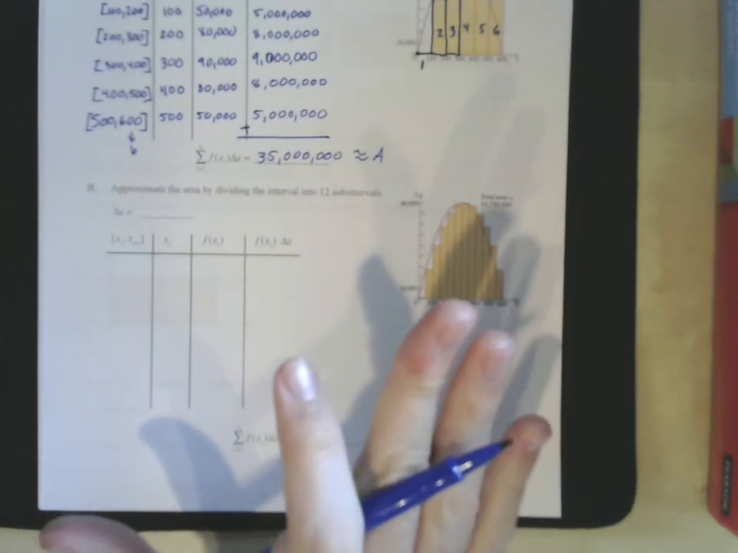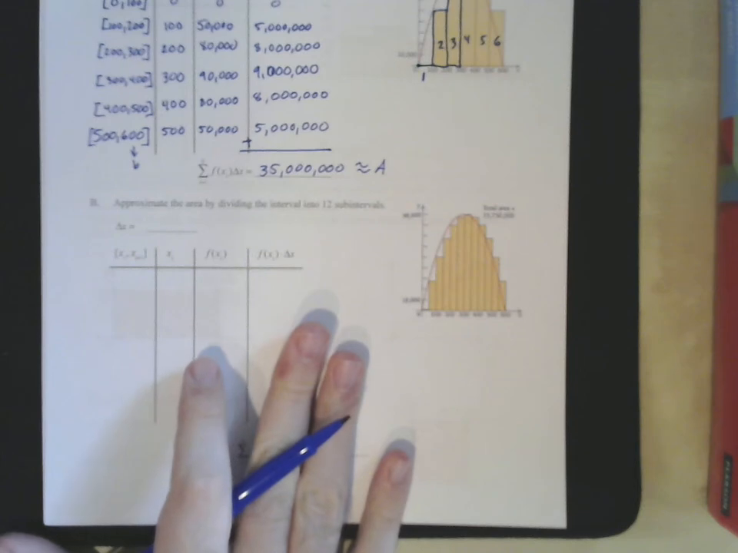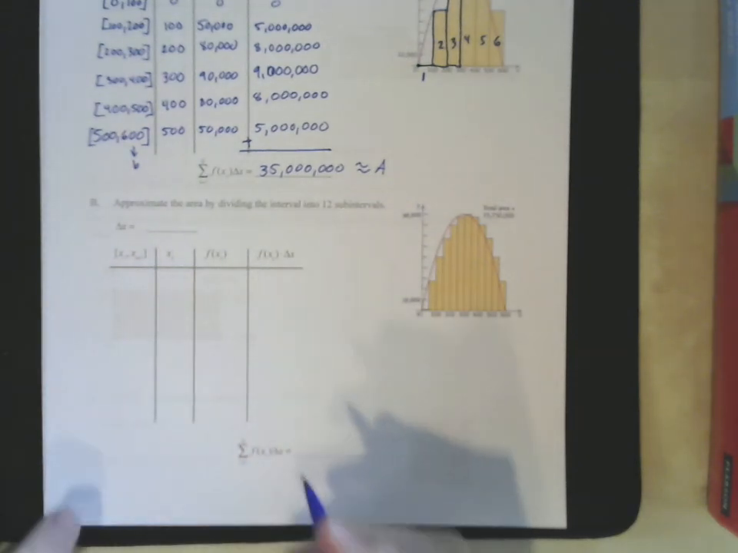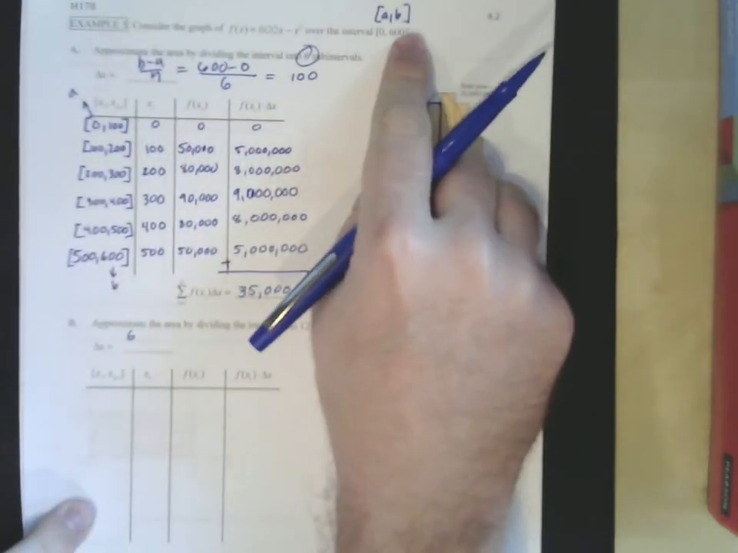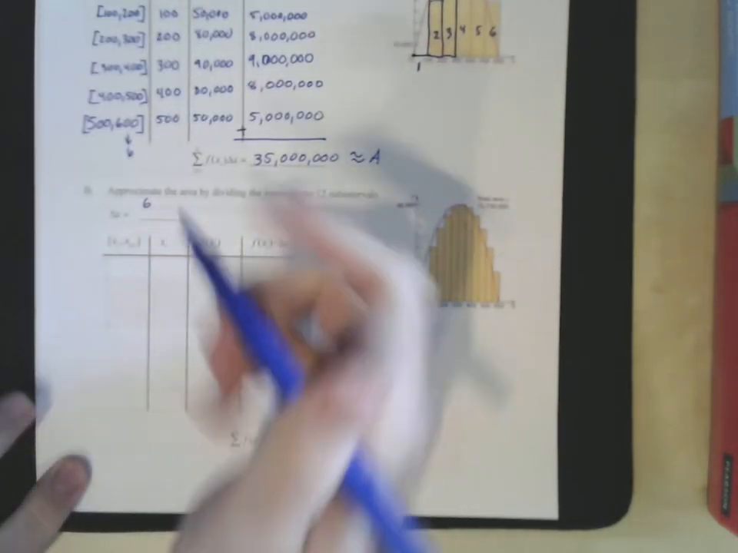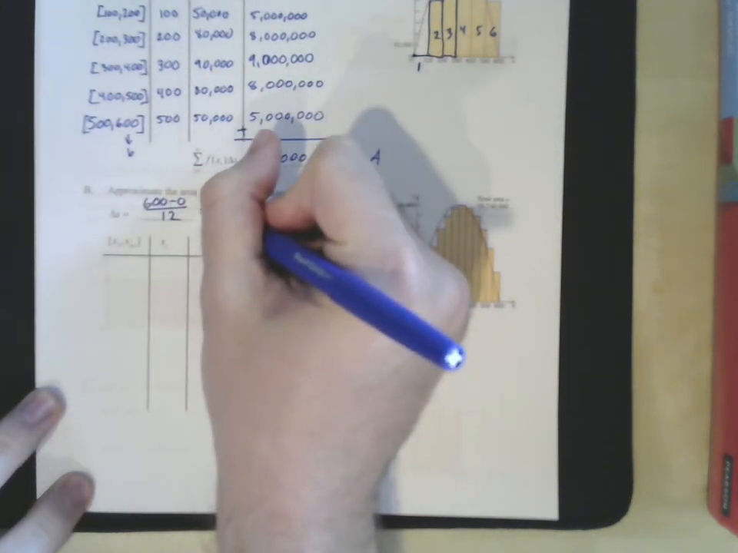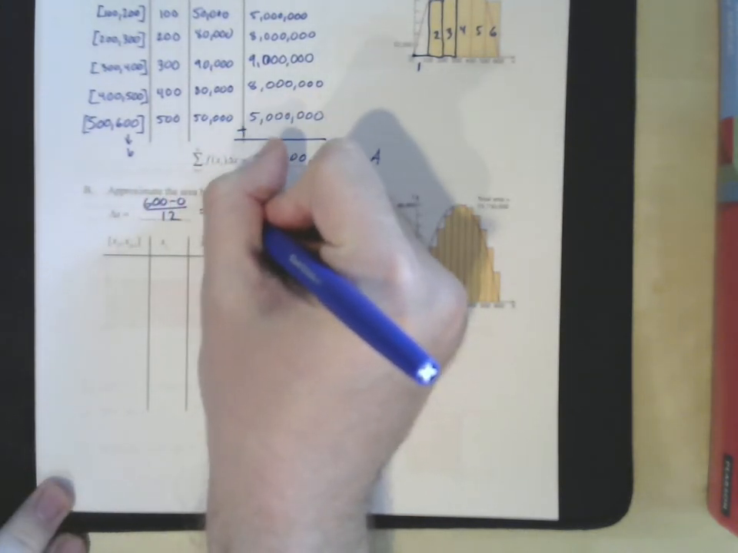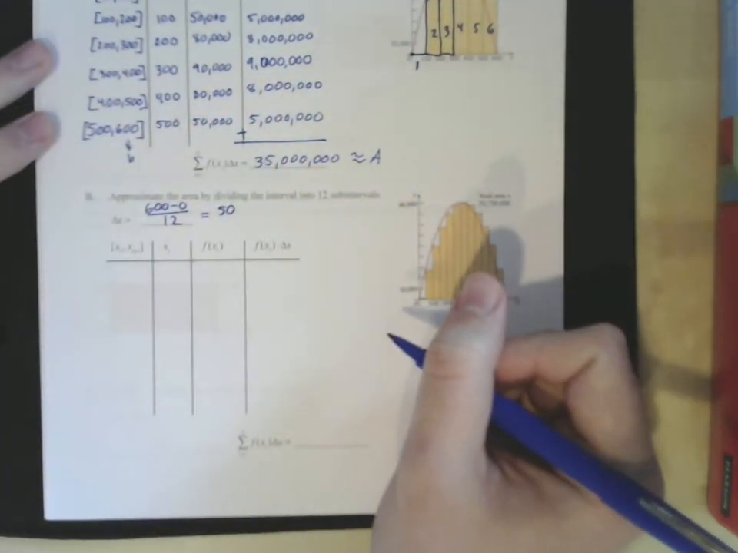So that's how we do it. Let's try with 12 subintervals instead. Our delta x uses the same information, so it's still 0 to 600, only now we're doing 12 instead. So it's 600 minus 0 over 12 now, and that's going to be 50. A is still 0, B is still 600.